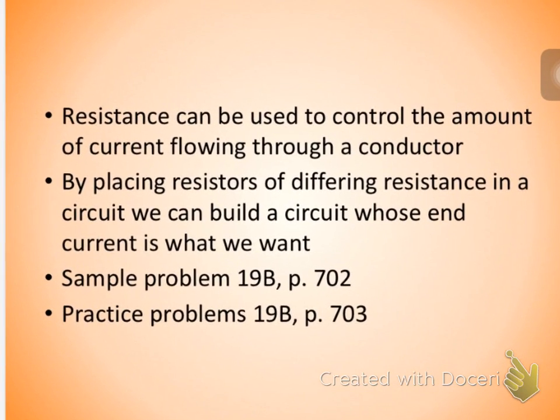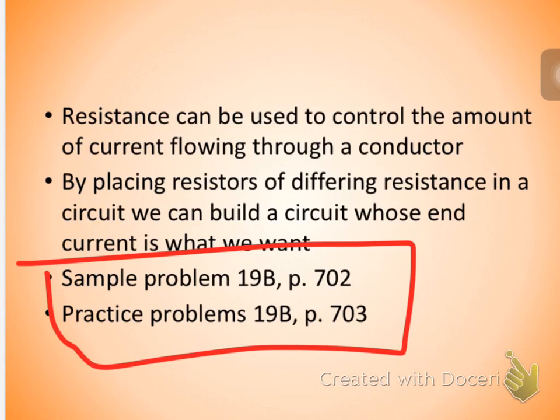Okay. So here's where we're going to start to get into the use of resistors to create circuits. Resistance can be used to control the amount of current flowing through a conductor. This is what we typically do with resistors in circuits. We control how much current we get based on the amount of voltage we have in our power source, and we change the resistance to get the amount of current that we want for some device. So we put a different resistor in, and we get a circuit that provides the current we want. If you would look at page 702, these are the 19B problems.